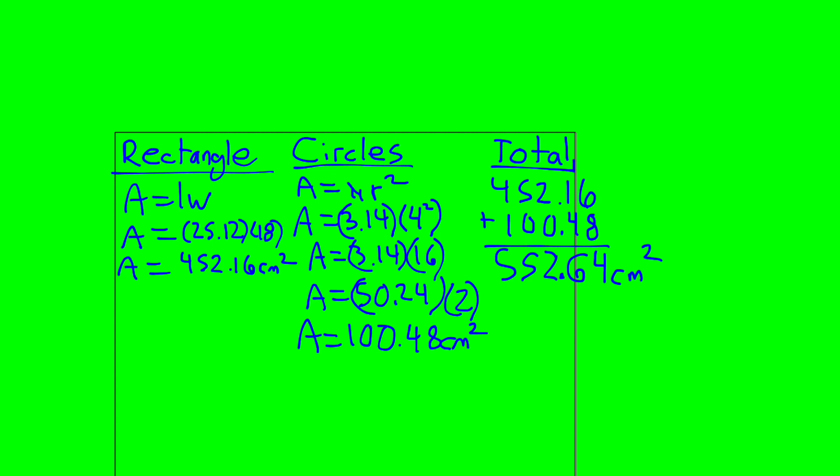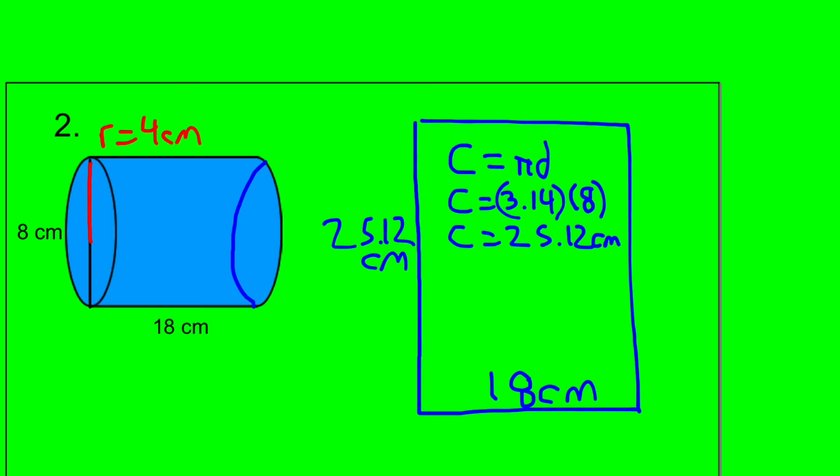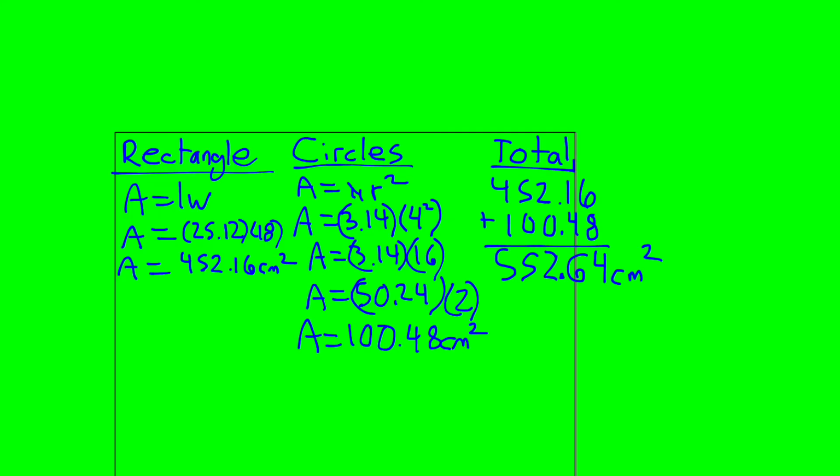A lot of steps, but just go through it slowly, right? Get the rectangle first, and remember, to get the long side of the rectangle, you've got to calculate circumference. And then you're given the short side of the rectangle, and after you get the rectangle, it's just a few area calculations, right? Let's do one more question.